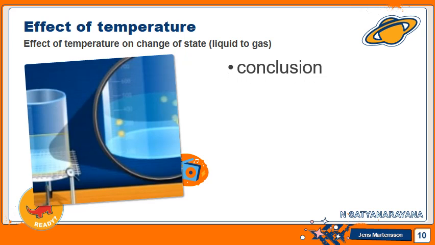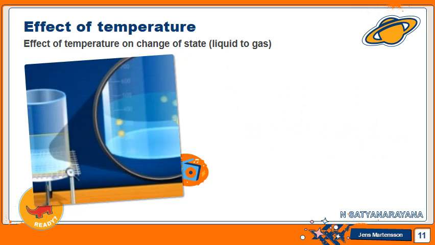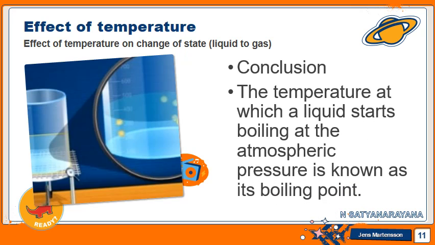So what can we conclude from that? We can conclude that at a certain temperature, the particles have enough energy to become free from the force of attraction and start changing into gas. That process we normally call evaporation, and the temperature we call the boiling point. The temperature at which a liquid starts boiling at atmospheric pressure is known as the boiling point.